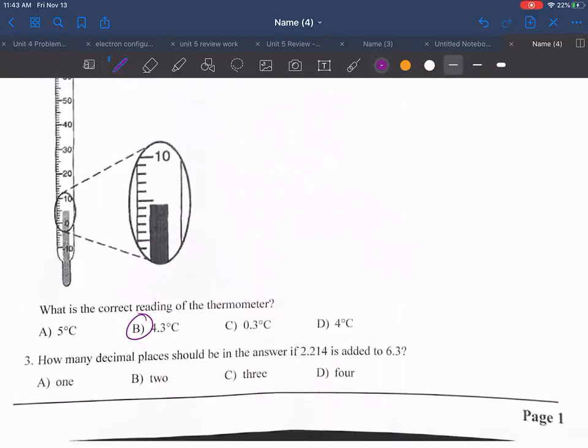How many decimal places should be in the answer if 2.214 is added to 6.3? Well, for addition and subtraction, it is limited by the number of places after the decimal. So the least number here is just 1. So you should only have 1 after the decimal place.